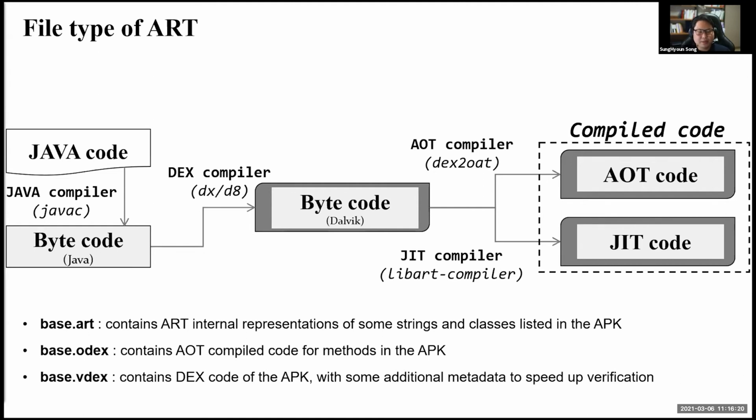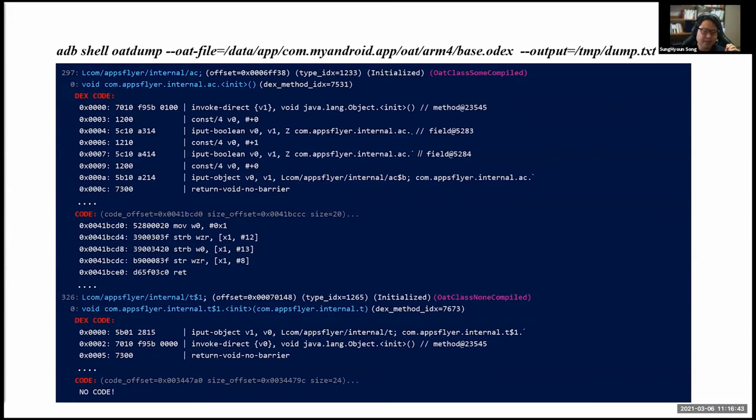The second one is the base ODEX file. The file contains AOT compiled code for methods in the APK. The last one is the base VDEX file. This file contains DEX code in the APK with some additional metadata to speed up verification. These files can be dumped to DEX bytecode and AOT code using the OAT dump module.